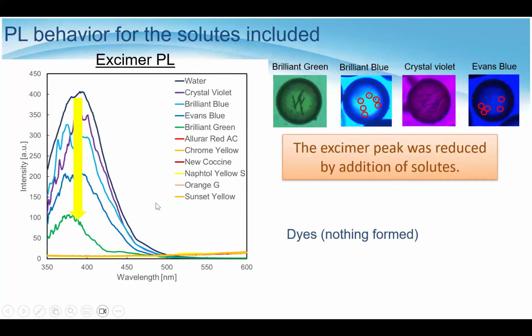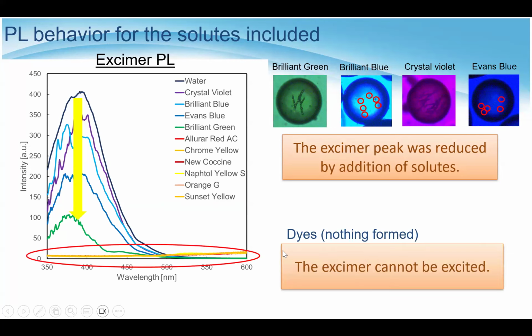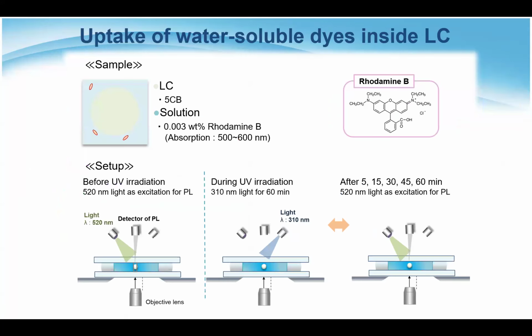However, in the case where nothing was formed, with all the dyes, the excimer peak was originally not observed. It means the excimer formation itself is disturbed when these kinds of dyes are included. Right? So this also supports our assumption.